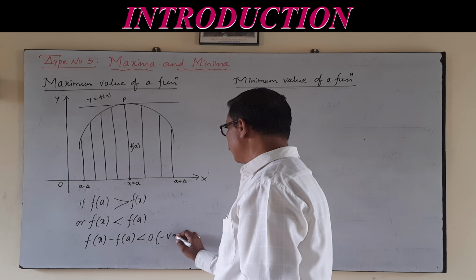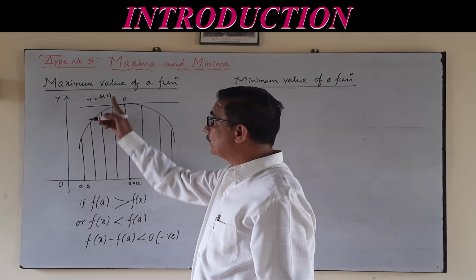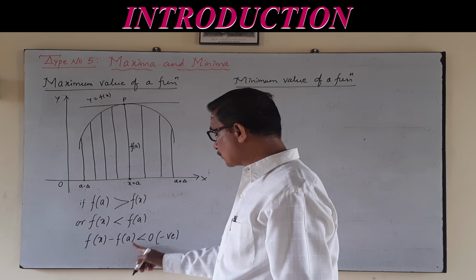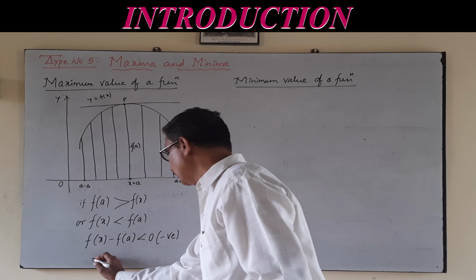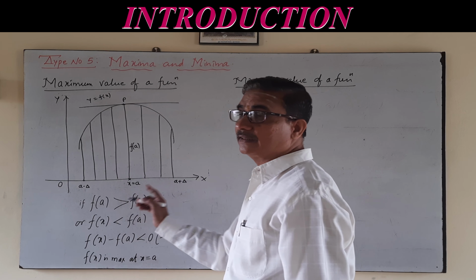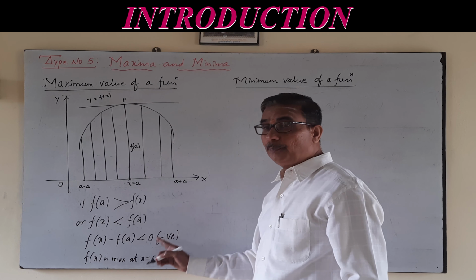Less than 0 means what? Negative value. So the difference between the given function and the ordinate, the difference of those two values, is a negative value, less than 0. Then the function f of x is said to be maximum at a particular point, in general at x equal to a. To identify at which point it is maximum, the answer must be negative. Maximum does not mean positive.